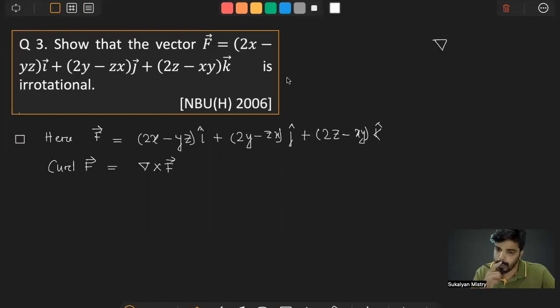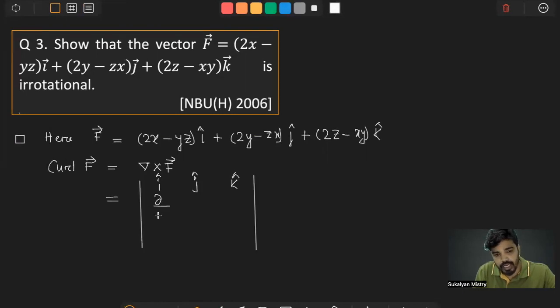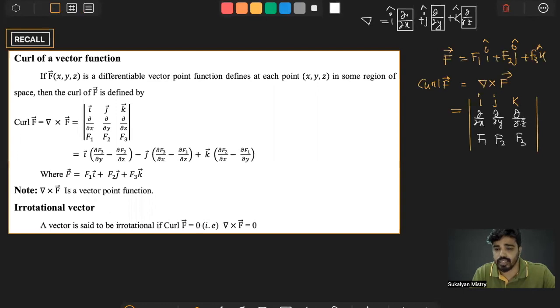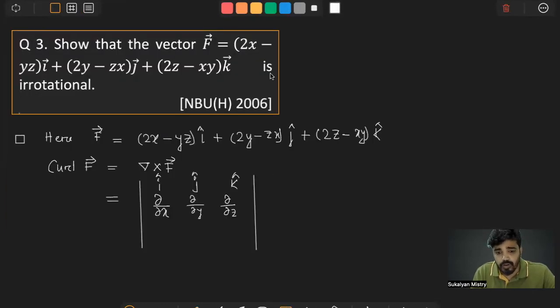So we use del. By the definition of curl, del cross f is the determinant with rows i, j, k. What are the components of del? That is del x, del y, del z. Now, what are the components of f? Suppose this is f1, this is f2, this is f3. So f1 is 2x minus yz, f2 is 2y minus zx, f3 is 2z minus xy.